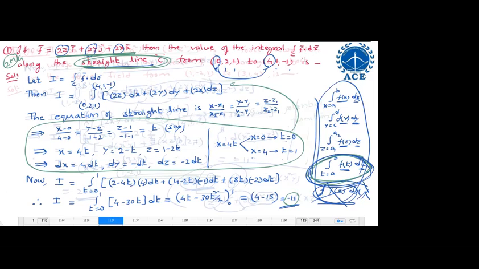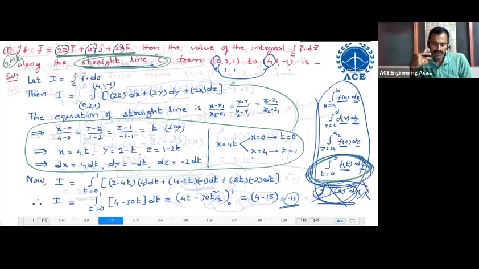Sir, here you took only the limits for x. We can take y limits also. Anyone we can take. Whatever you choose, x equal to 4t, y equal to 2 minus t, z equal to 1 minus t, we get the same limits only.